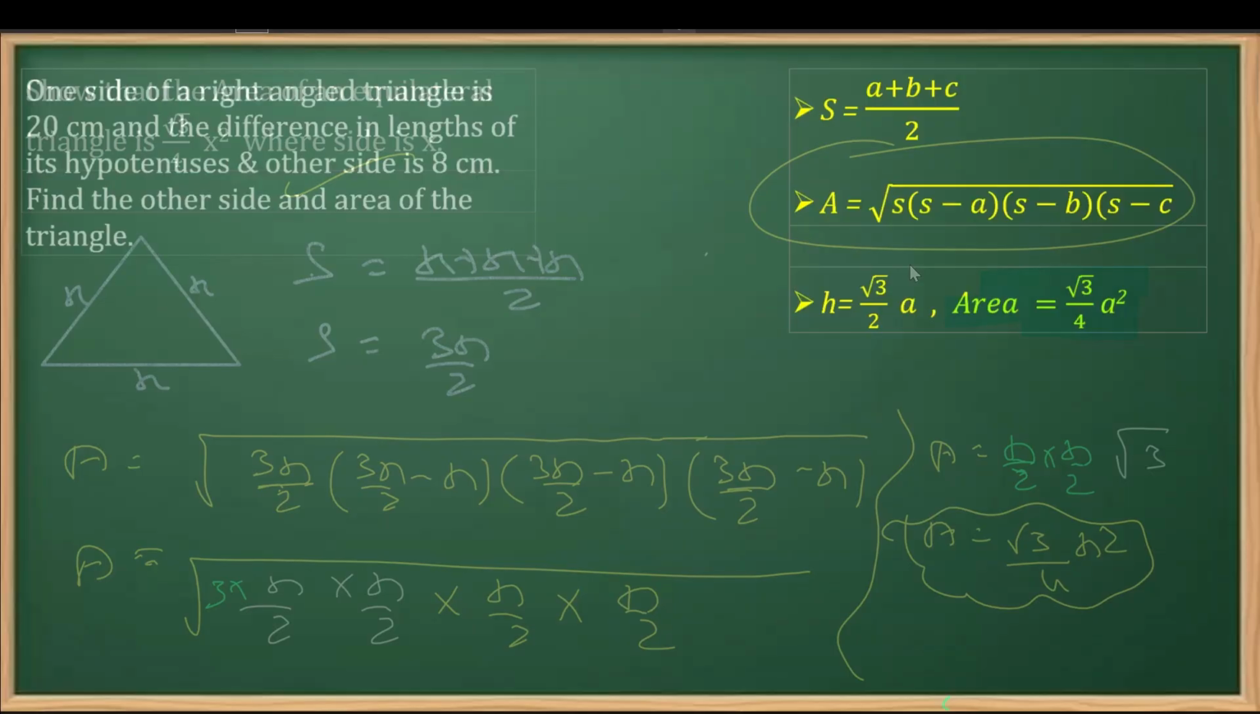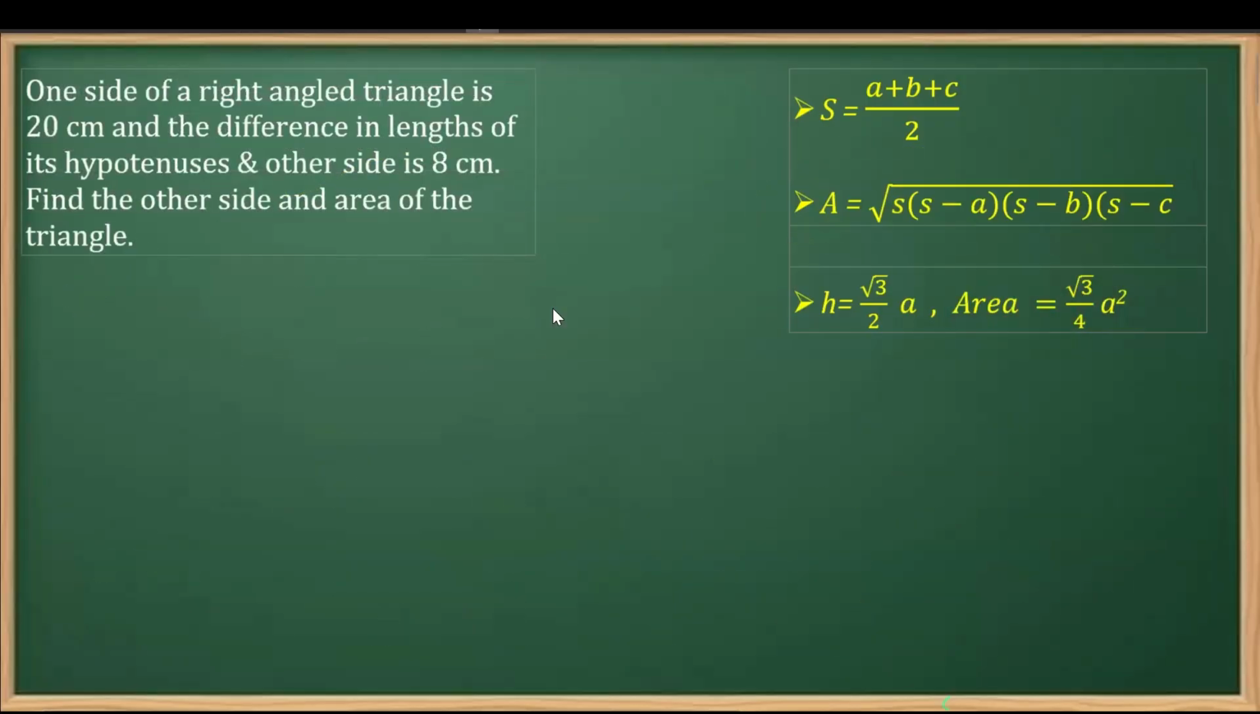Now I'll come to the next question. In the second question, it says one side of a right angle triangle is 20 centimeter and the difference of the length of its hypotenuse and other side is 8 centimeter. Now what we have to find out is the sides and the area of this triangle.